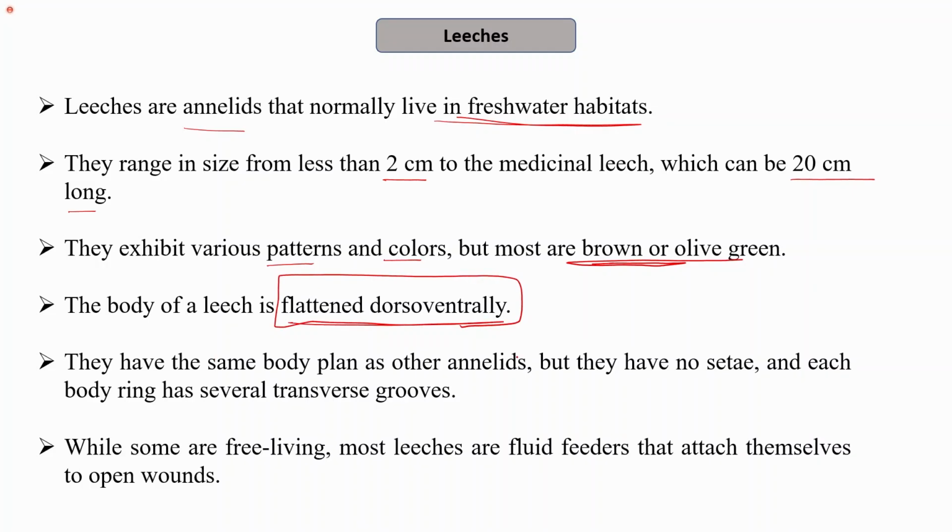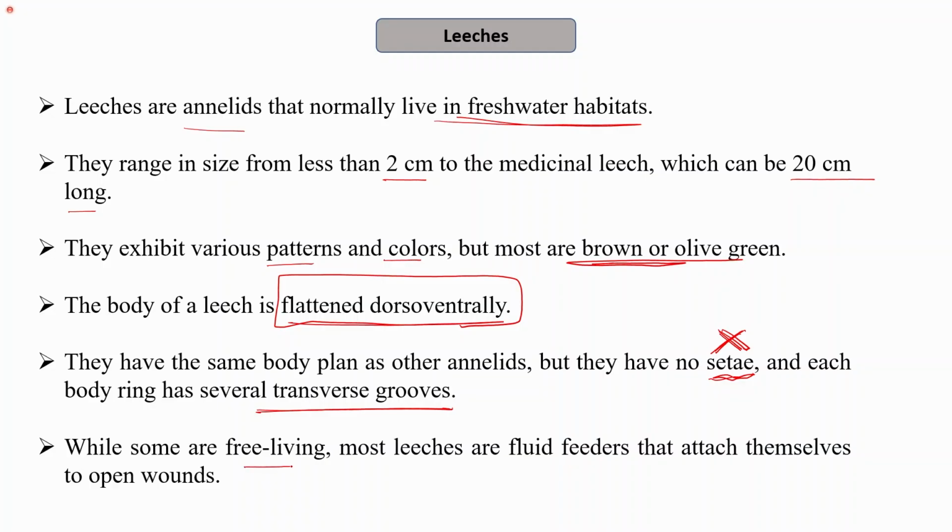They have the same body plan as other annelids, but they have no setae. This is important: they do not have any setae, and each body ring has several transverse grooves. So there are 3 different classes, the oligochaetes, polychaetes and leeches.